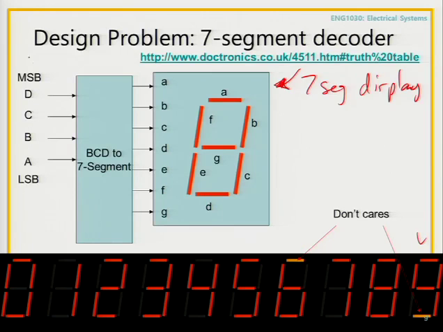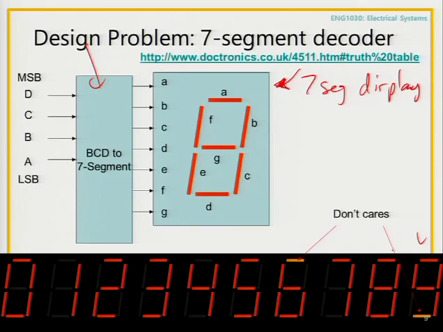Over here, you're asked to design a piece of circuitry that converts a 4-bit number. So 4 bits can represent how many different numbers? 2 to the 4, which is 16. All right, so it can represent 16 numbers, but there are only 10 digits. So we'll only use 10 of those codes.